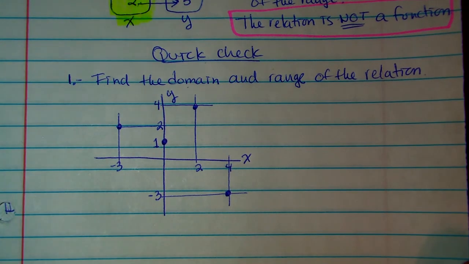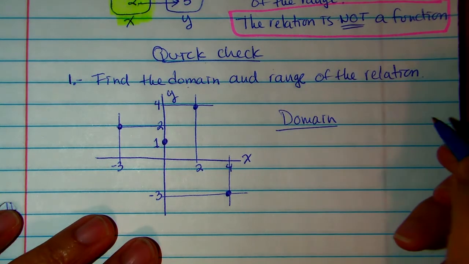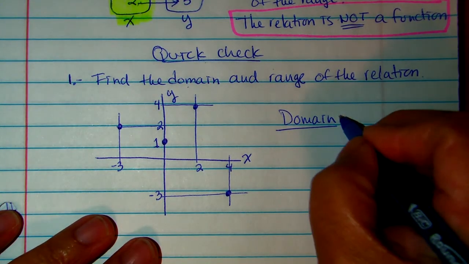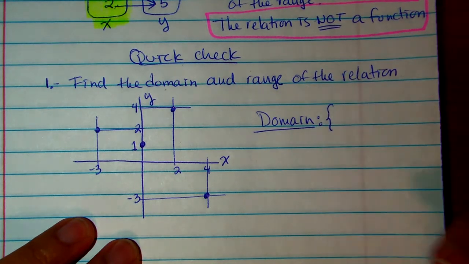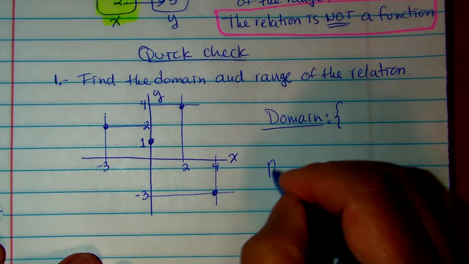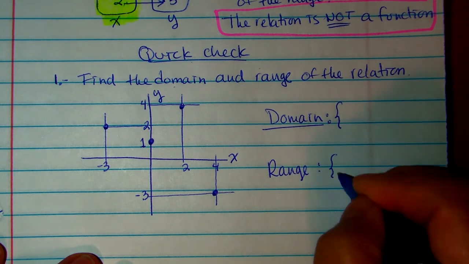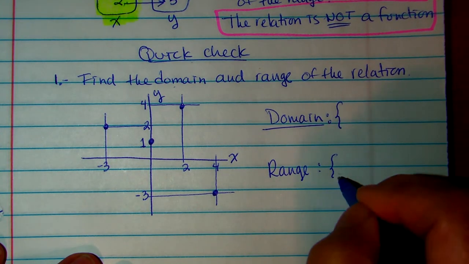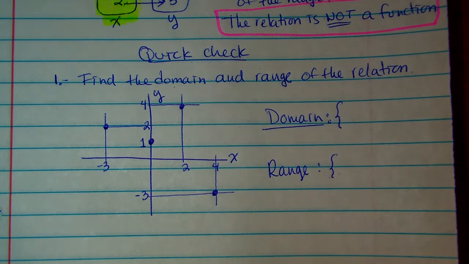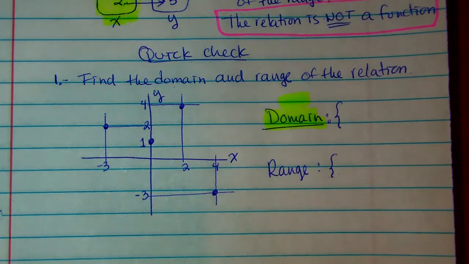So based on the example that we did yesterday, we know that for the domain we're going to write all the x's, okay? All the elements, all the coordinates in x. For the range, we're going to write and list all the elements on the y-axis. So, and remember what I told you. We're going to be using yellow for the domain and pink for the range.